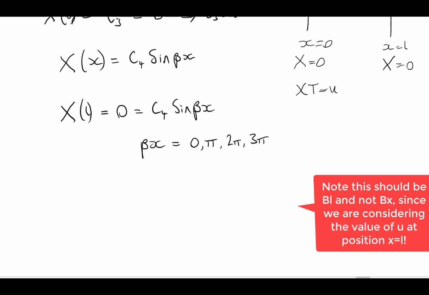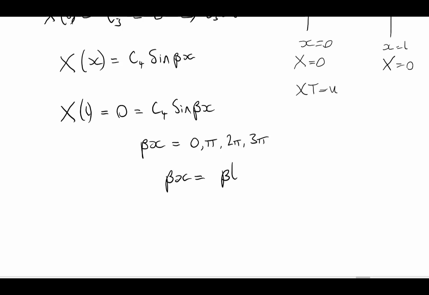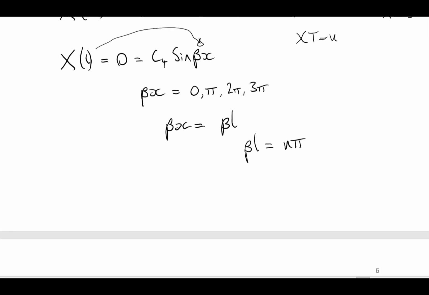How do we write that? Beta x is equal to, in fact, it's beta L in this particular case, right? Because we're substituting, we're putting the L in here. So in fact, I'm wrong. This should be beta L. So beta L is equal to n pi. And therefore, we know that beta now is the constant that's set by these boundary conditions, and that constant is equal to n pi over L.